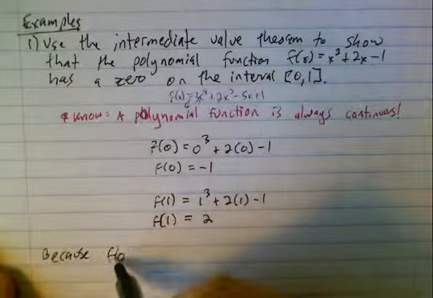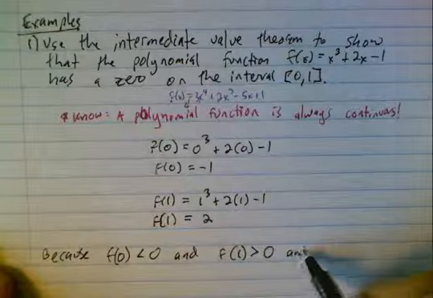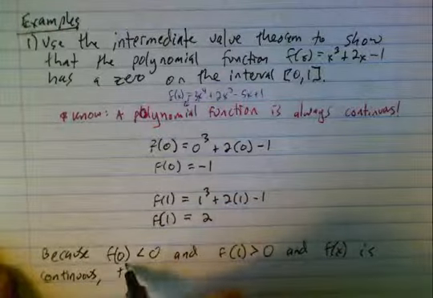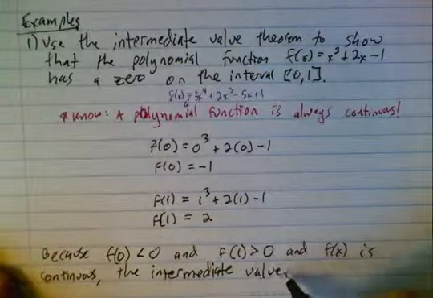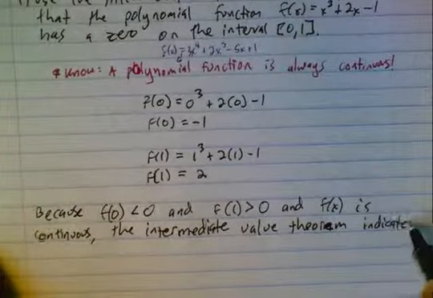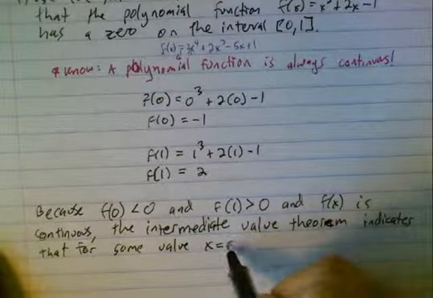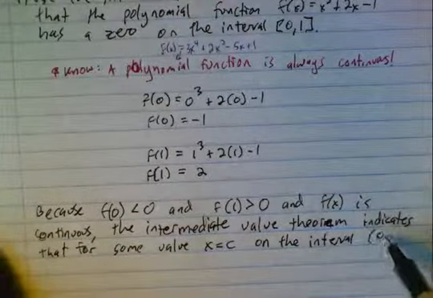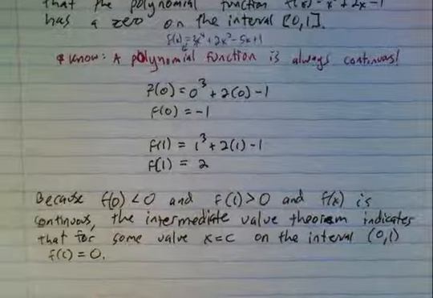Because f of 0 is less than 0 and f of 1 is greater than 0 and f of x is continuous, the intermediate value theorem indicates that for some value x equals c on the interval 0, 1, f of c equals 0. Ta-da! That's it.